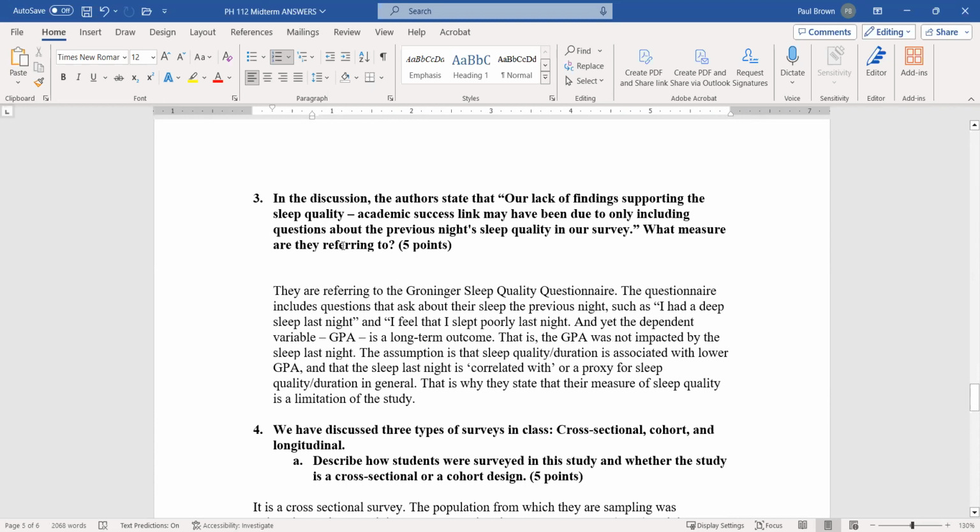In the discussion, the authors state, our lack of findings supporting the sleep quality, academic success link may have been due only to including questions about previous nights. What are they referring to? If you look at the sleep quality questionnaire, it only asks things like, I had a deep sleep last night. So what they're saying is that last night may not be representative. Why does the going to go sleep quality questionnaire ask about last night? The idea is that last night is something you can remember well.